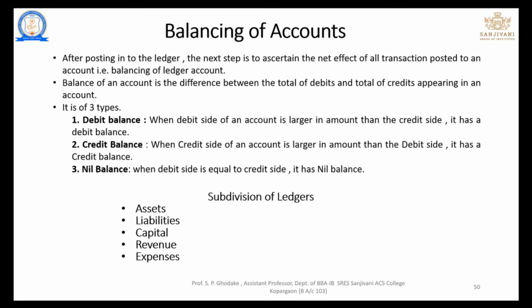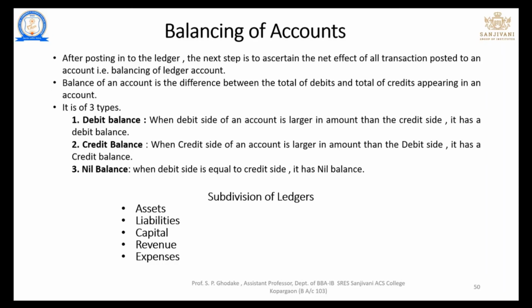When the debit side of an account is larger in amount than the credit side, it has a debit balance. What is a credit balance? When the credit side of an account is larger in amount than the debit side, it has a credit balance. Then the third is nil balance. When the debit side is equal to the credit side, it has nil balance. Then the subdivision of ledgers: the ledgers are classified into assets, liabilities, capital, revenues and expenses.